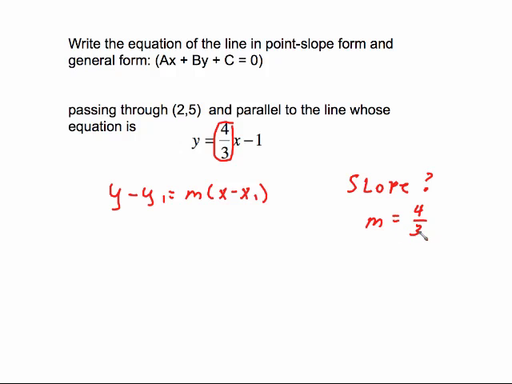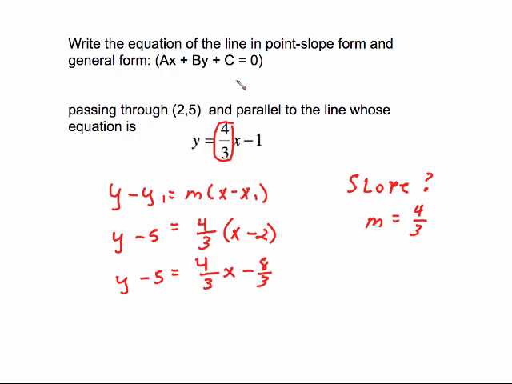So I do have the slope. All I have to do is put that slope in for m, put my point in for x1 and y1, and I'm good to go. So m is 4/3 times x minus x1, which is 2. Over here, this is y minus 5. Same steps we've done before. Distribute: this is 4/3 x minus 8/3, and this is y minus 5.